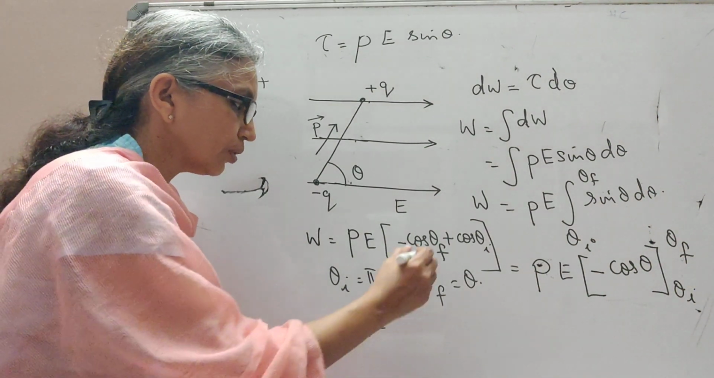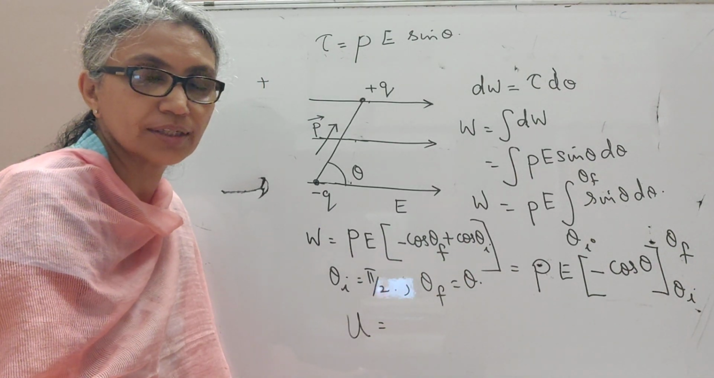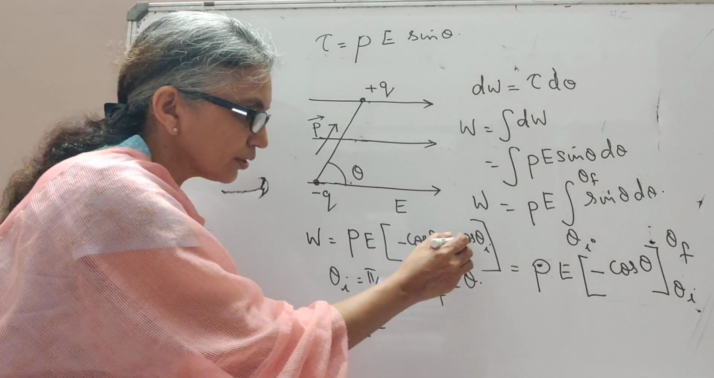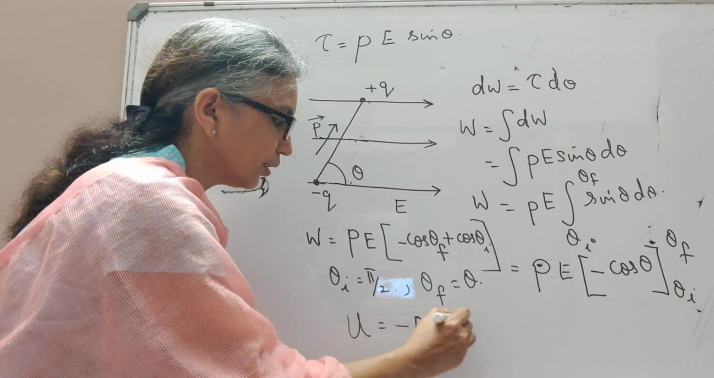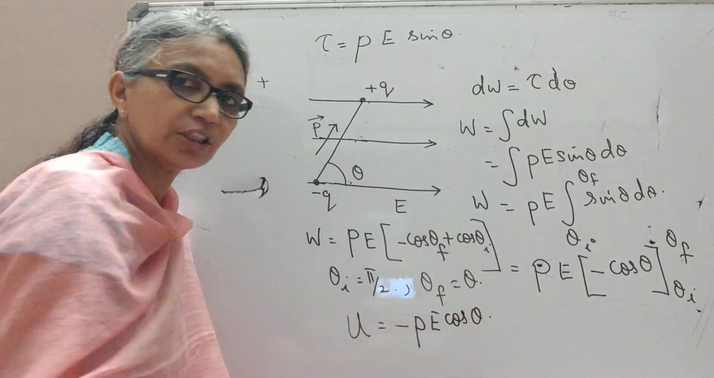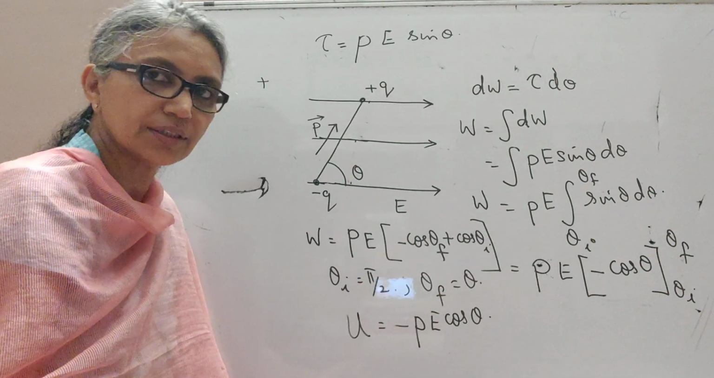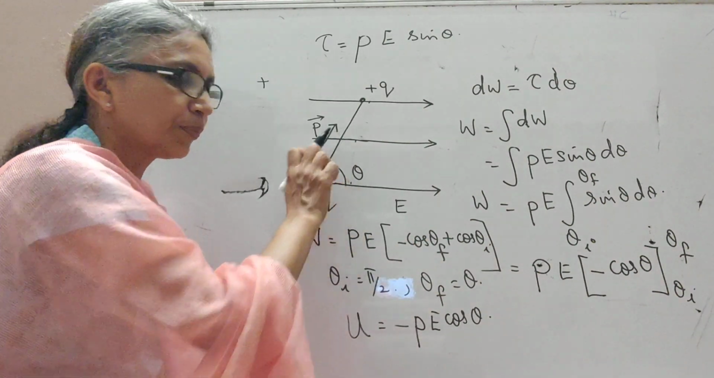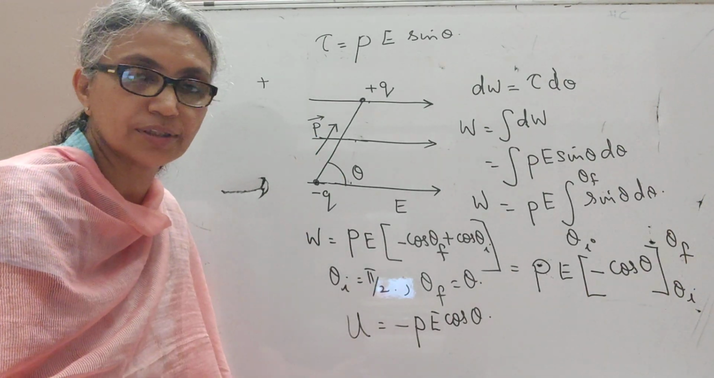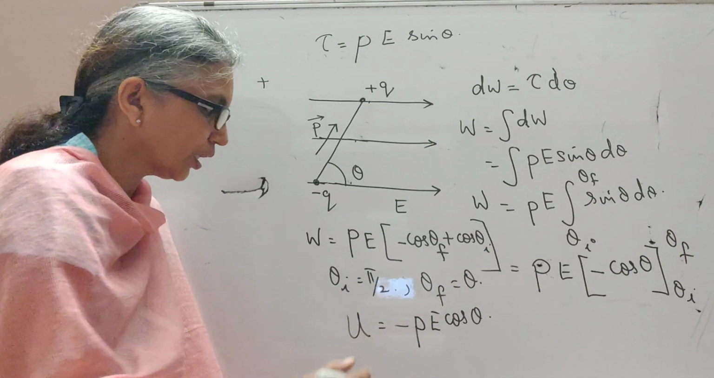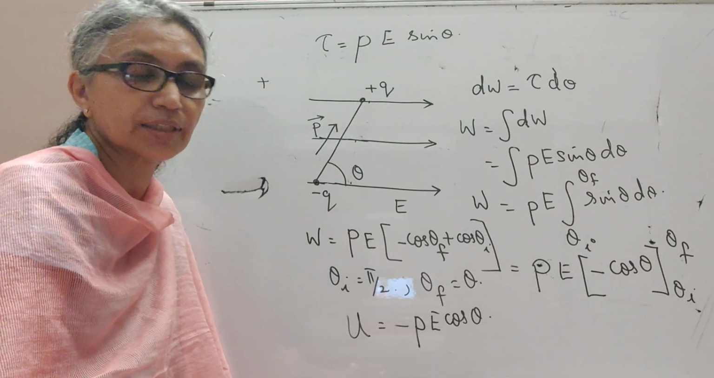So U equal to, theta final is theta, but theta initial is cos 90. Cos 90 as you know is 0. So this term becomes 0 and you have minus PE cos theta. Because theta initial I put as pi by 2, so cos 90 is 0. Theta final is any arbitrary angle. Finally you are putting your dipole making an angle either 45 or 50 or 60 degree with the electric field, whichever. So this is the cos theta term, which is a scalar quantity.